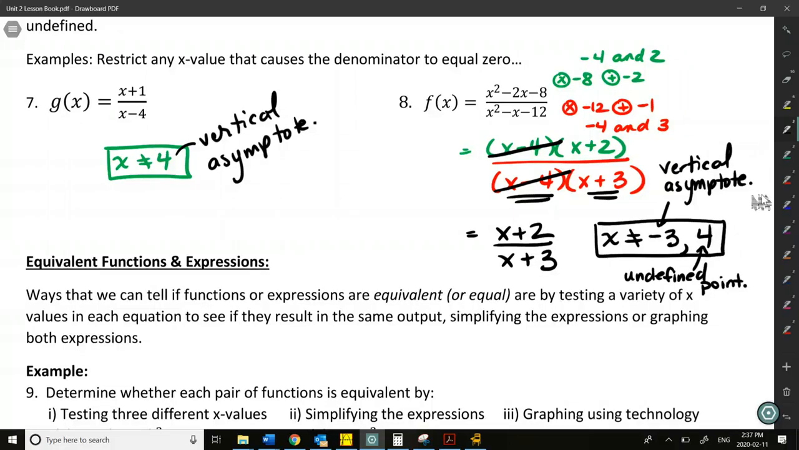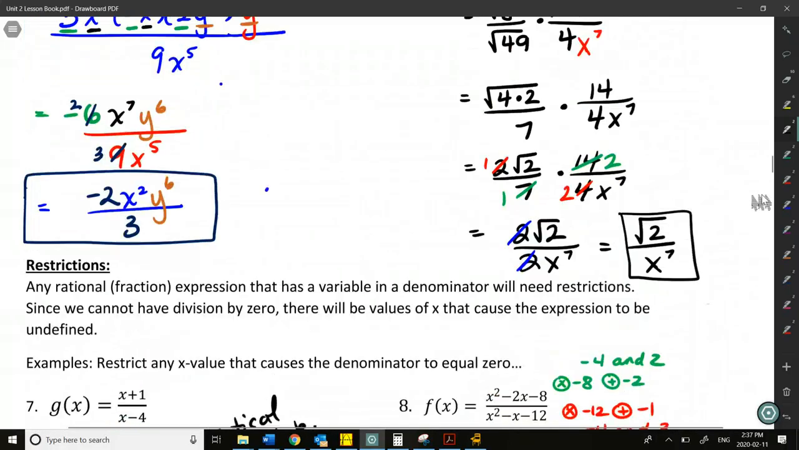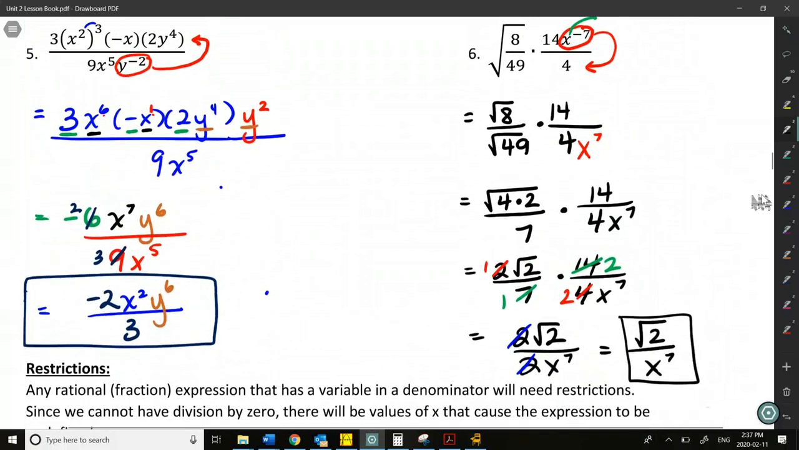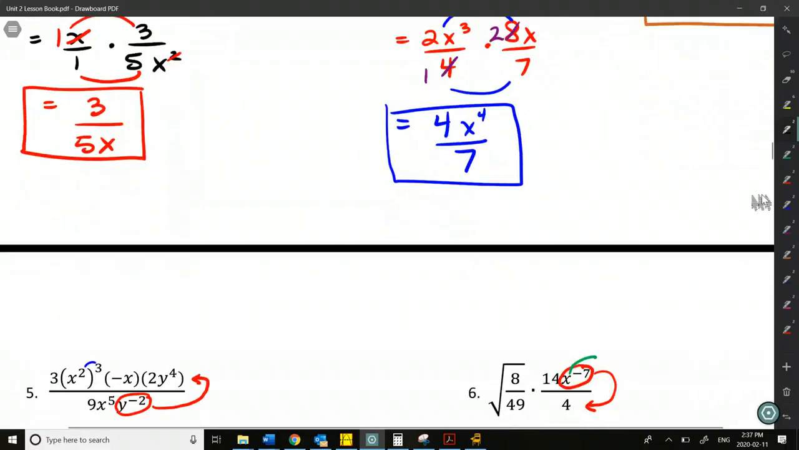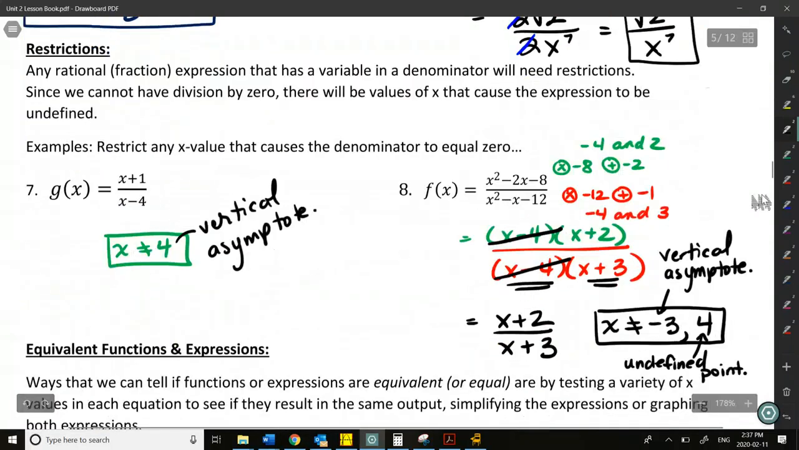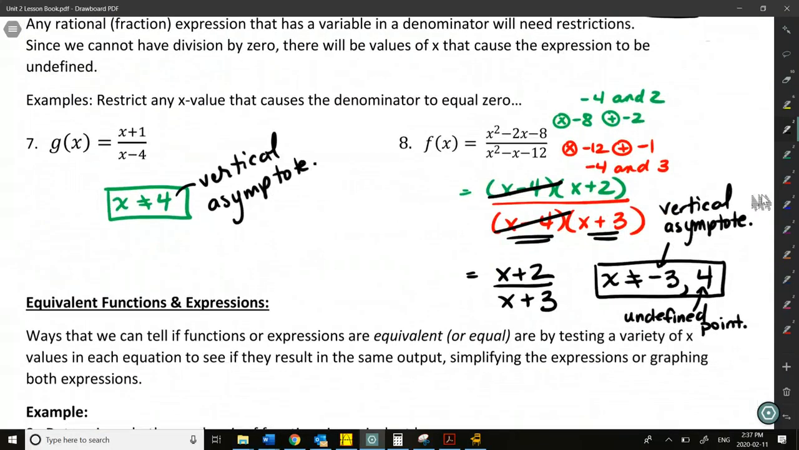Okay, so that's restrictions. We actually didn't do restrictions up here, but some of these have variables in the denominator, so if we were doing those from here on out, we would make sure to put restrictions for any of those variables that are in the denominator.